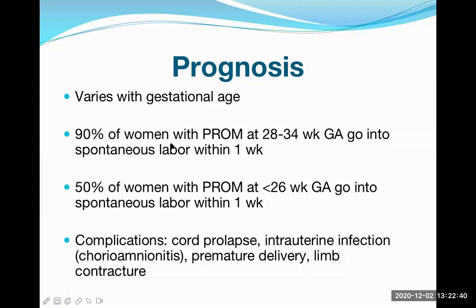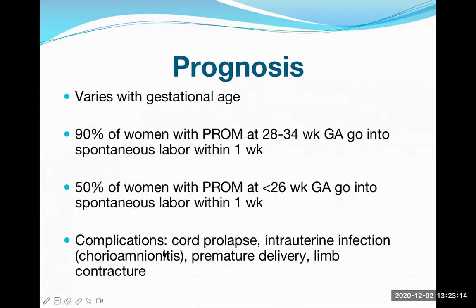90% of the women with premature rupture of membrane at 28 to 34 weeks gestation go into spontaneous labor within 1 week. So they go into spontaneous labor within 1 week after a premature rupture of membrane. But they should not wait for 1 week at home. They should never wait. They should quickly report it to the center. 50% of the women with PROM at less than 26 weeks gestational age go into spontaneous labor within 1 week.